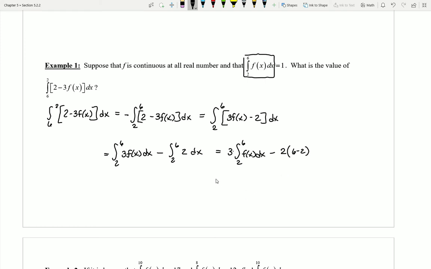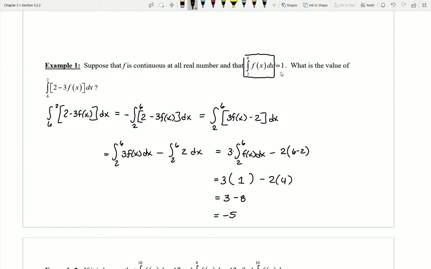All right, we're almost done here. Notice that I finally have here the exact set of symbols that I was given in the question, which is an integral from 2 to 6 of f of x dx, and I know what this whole set of symbols is equivalent to. It's the same thing as the value of 1. So now I can see that what I'm really going to end up with is 3 minus the value of 8, and so I end up with a total value of negative 5.